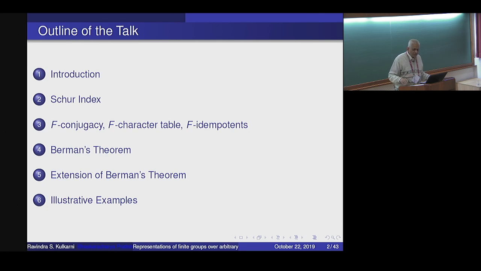Then, here G is a finite group, F is a field whose characteristic does not divide the order of the group. And then we introduce the notion of F-conjugacy, F-character table, and F-idempotents. Then this important theorem of Berman, who proved it in case F is algebraically closed.